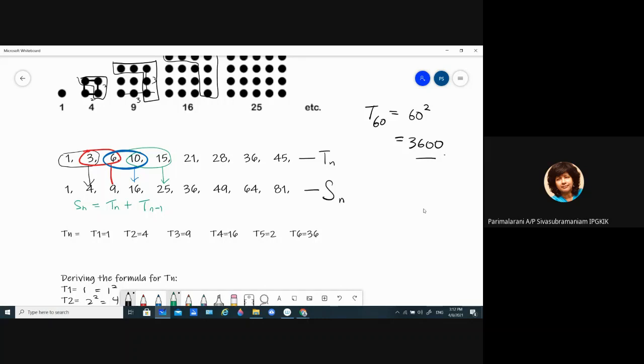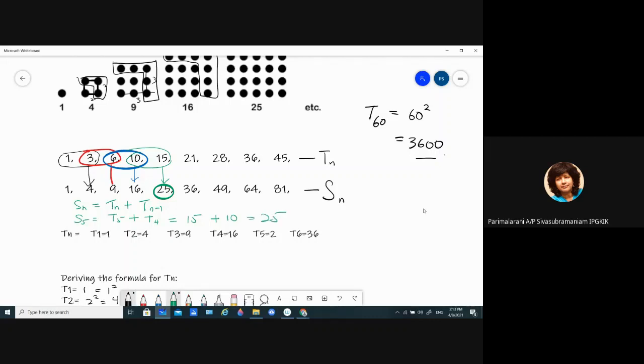So supposing you want the fifth square number, you already know it's 25. So the fifth square number is the fifth triangular number plus the fourth triangular number. The fifth triangular number is 15, plus the fourth triangular number, which is 10, which is 25.